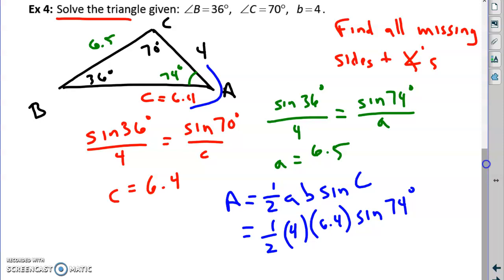We can pretty much move to degree mode and stay there for the remainder of this unit. There might be a few opportunities where we'll use radians, but mostly degrees. 1/2 times 4 times 6.4 times sine of 74, 12.3 square units.